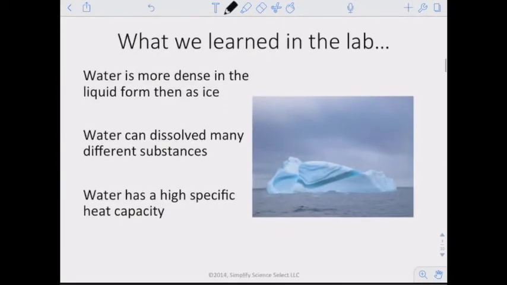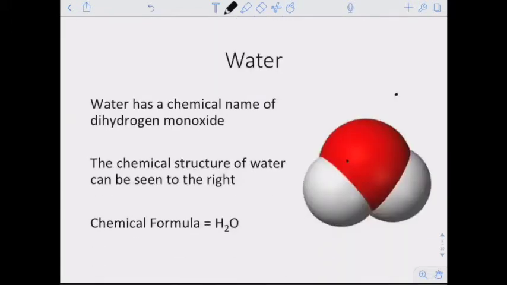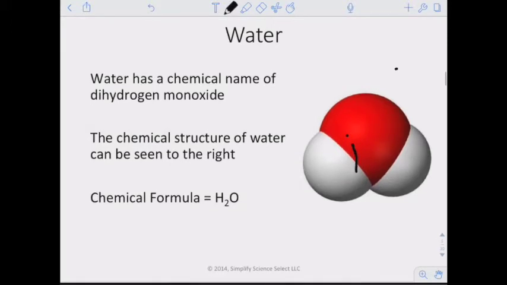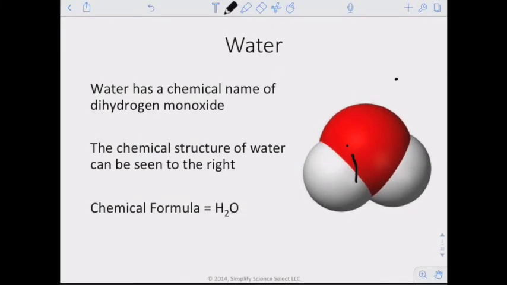Now, what we should have picked up in the lab: water is more dense in the liquid form than ice, so ice will float in water. Water can dissolve many different substances, and water has a high specific heat capacity, meaning it can absorb a lot of heat. Water has a chemical name of dihydrogen monoxide, meaning we have two hydrogens and one oxygen.